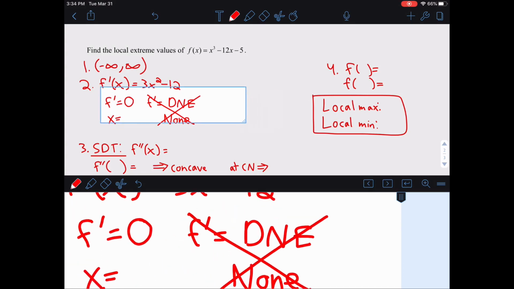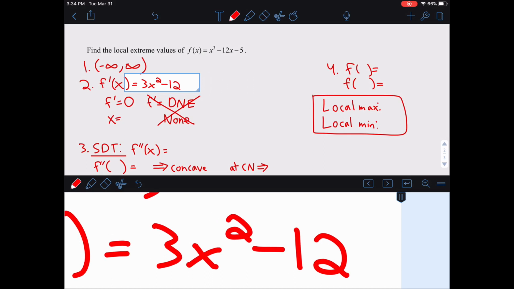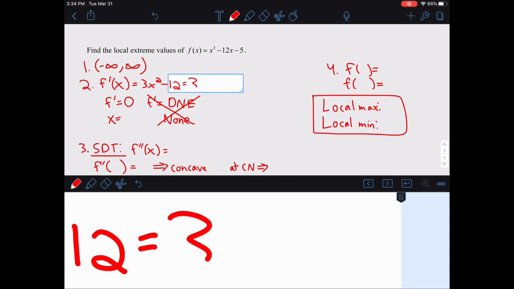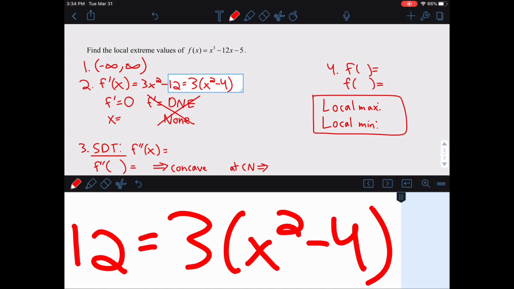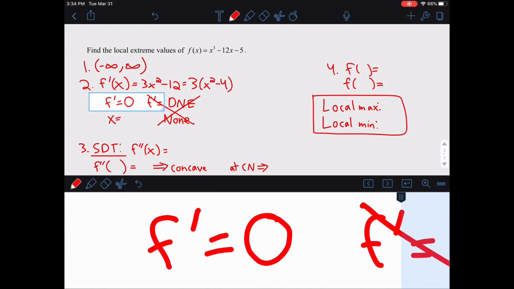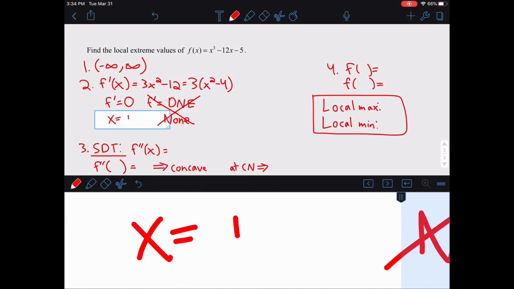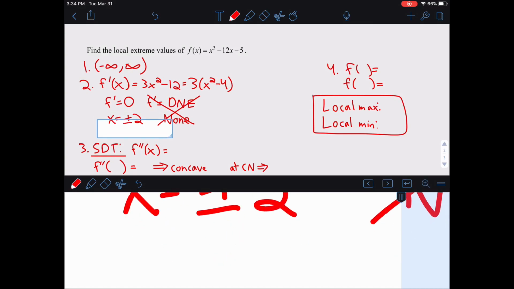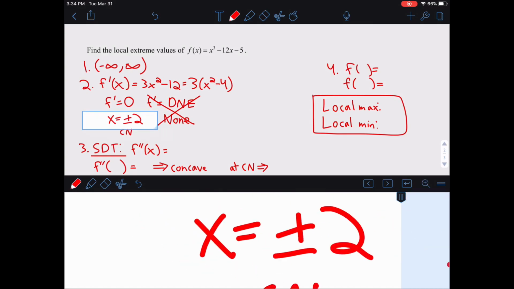Okay, so set this equal to 0. I'm going to go ahead and factor this while we're up here. Factor out a 3. We get x squared minus 4. Set that equal to 0, you're going to get plus or minus 2. So I get 2 critical numbers here.